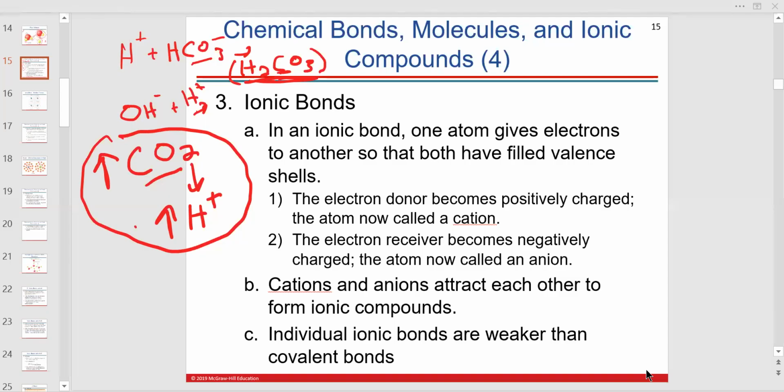Okay. So ionic bonds, they save that for last. And this one is about, remember I said covalent was about sharing? Well, we're not sharing now. Now, with ionic bonds, we're losing or gaining.